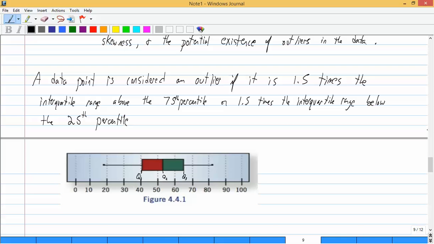All right, so for example, I believe your book figures out the interquartile range. It says the 25th percentile, which the easiest way to write that is just Q sub 1, was equal to 18. And then Q sub 3, the 75th percentile, was equal to 82.